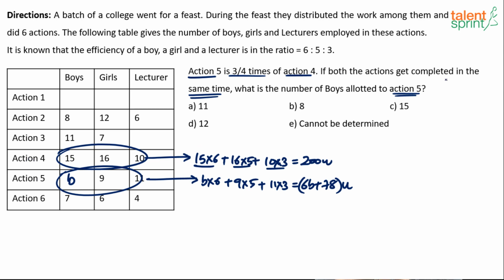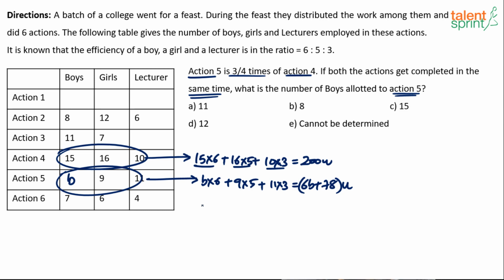And both of them have got completed in the same time. So if work 4 takes 10 days, work 5 will also take 10 days. If work 4 takes 40 days, work 5 will also take 40 days. Meaning, the work done in this case should be 3/4 times of work done in this case, since the times are equal. And it's also given.